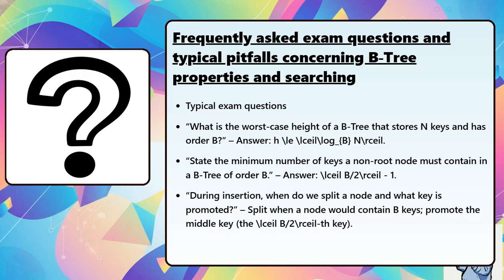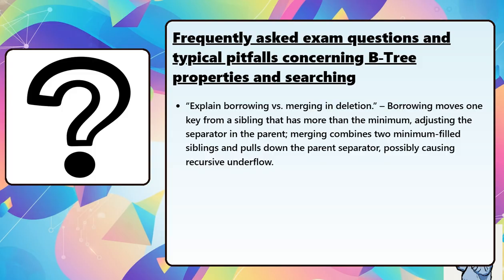During insertion, when do we split a node and what key is promoted? Split when a node would contain B keys. Promote the middle key, the ceiling of B over 2th key. Explain borrowing versus merging in deletion. Borrowing moves one key from a sibling that has more than the minimum, adjusting the separator in the parent. Merging combines 2 minimum filled siblings and pulls down the parent separator, possibly causing recursive underflow.